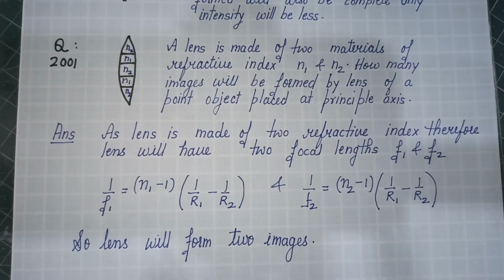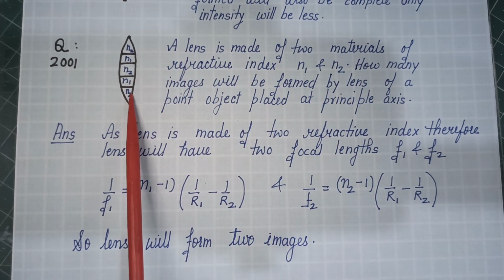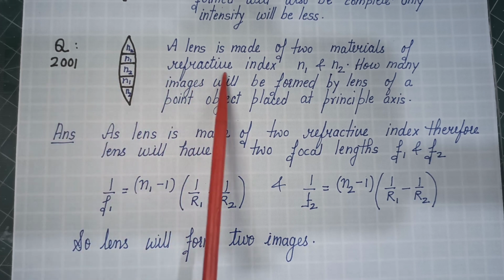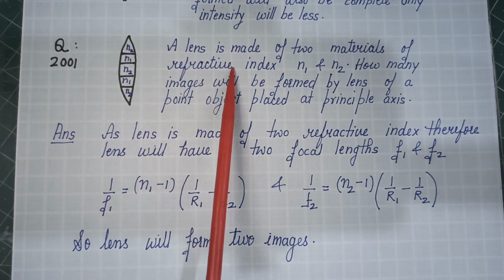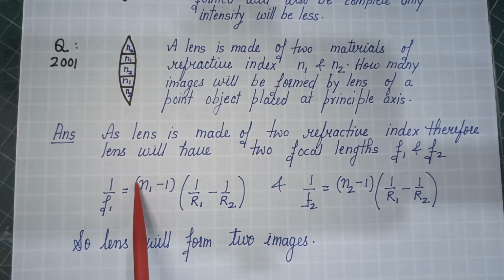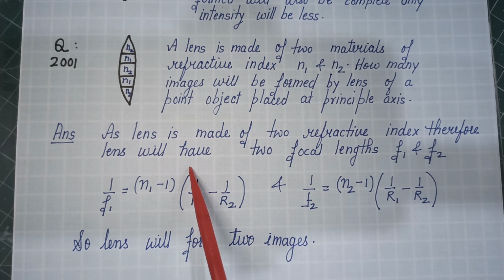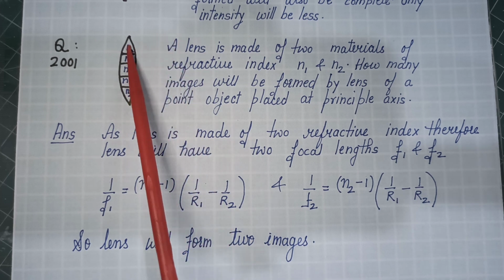In 2001, again the same concept is used. Here the lens is made of two materials of refractive index N1 and N2. The question is that if a point object is placed on the principal axis, what will be the position of the image and how many images we are going to get. Since focal length depends upon the refractive index of the material of the lens, as two refractive index materials are used, there will be two focal lengths of the lens, and hence the rays will be converged at two different positions by the two different parts. So we will have two images of the same object because the lens has different focal lengths. For N1 it is F1, for N2 it is F2.